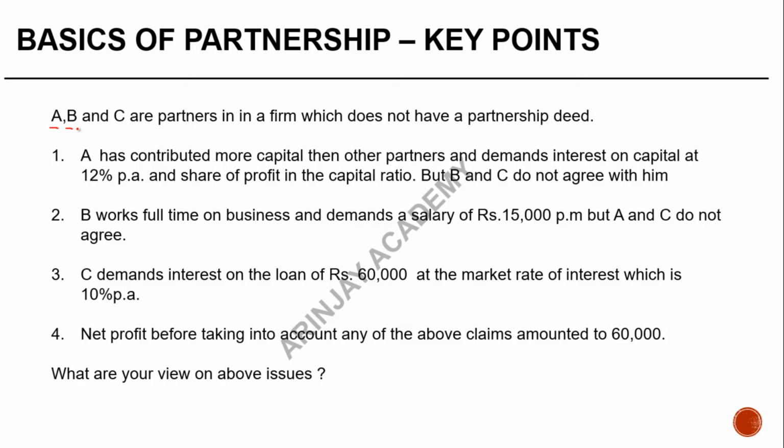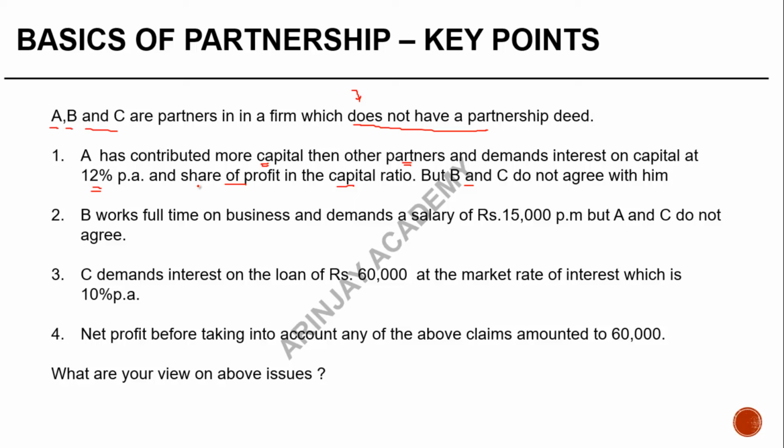So A, B, and C are partners in a firm which does not have a partnership deed. Now the basic rule is that in case there is no partnership deed, then it is the provision of the Indian Partnership Act 1932 which applies. So we will need to see each of these examples in light of whether or not the claim the partners are making is correct. A has contributed more capital than the other partners and demands interest on capital at 12% per annum and share of profit in the capital ratio. But B and C do not agree with him.